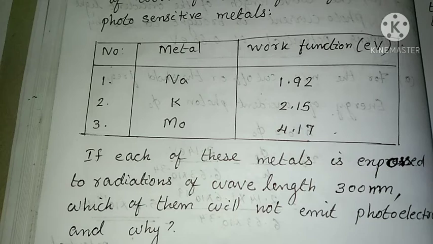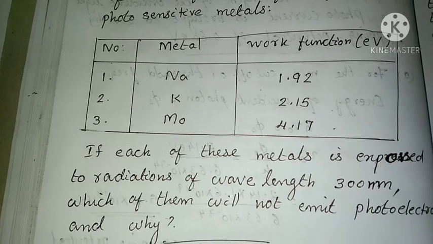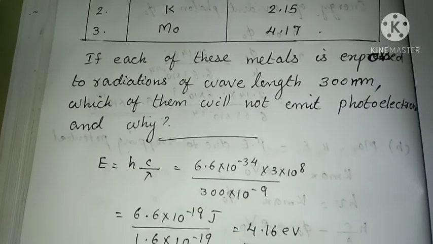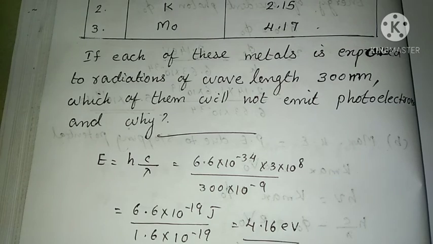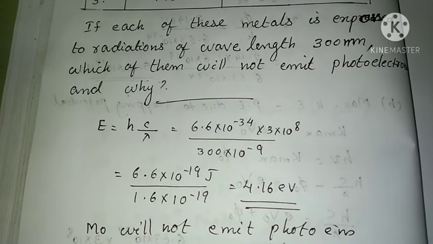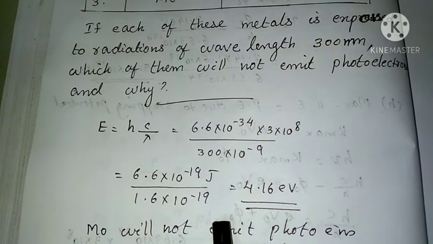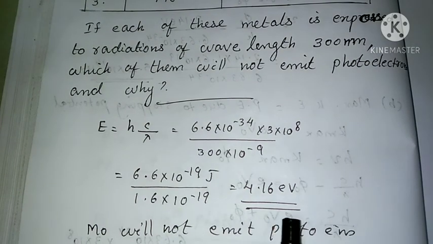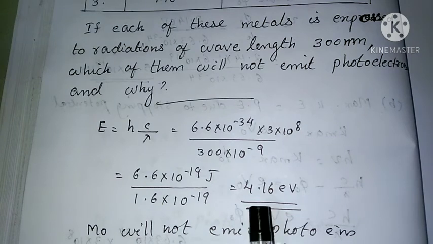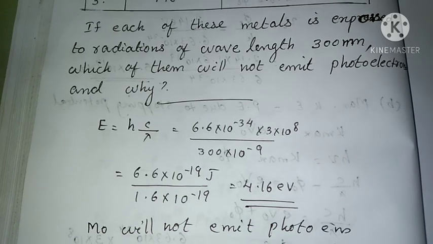For that, first you want to find out the energy of the radiations of wavelength 300 nanometer. So using the formula E equal to hc by lambda, when you substitute the values and divide it by 1.6 into 10 raised to minus 19, you will get the answer 4.16 electron volt. This is the energy of the incident photon of wavelength 300 nanometer.